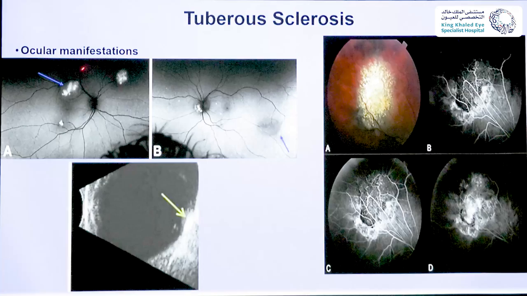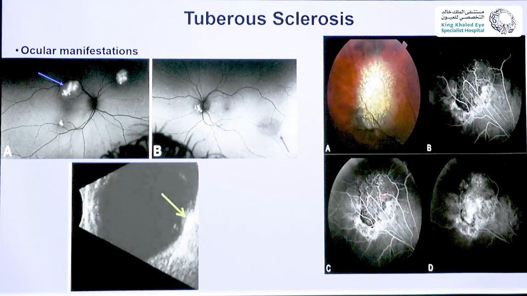This is the autofluorescence. You can see it's calcified, so you can pick it up easily. But this is how it presents with flat lesions, because they lack calcification, and you can see some lesions also here. This is also the B-scan. If you have calcification, it will show hyperechogenicity with posterior shadowing.